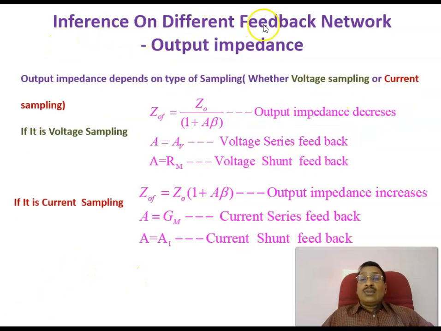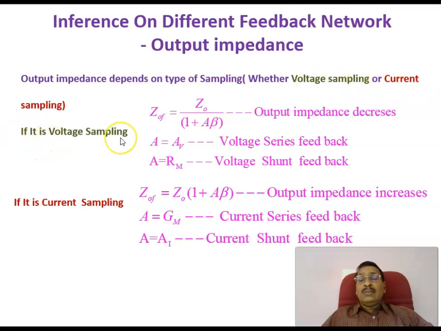Coming to the inference on the output impedance for the different feedback networks. Output impedance is decided by the type of the sampling. If the voltage is being sampled, the output impedance is reduced. If current is being sampled, output impedance is increasing. That's a general statement. The output impedance depends on the type of the sampling, whether you are sampling the voltage or current.